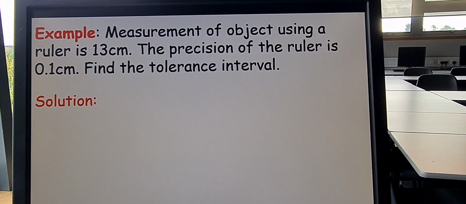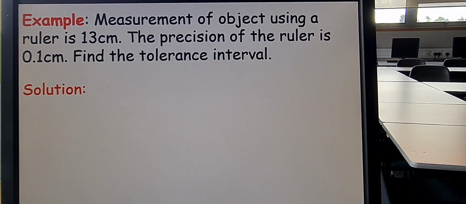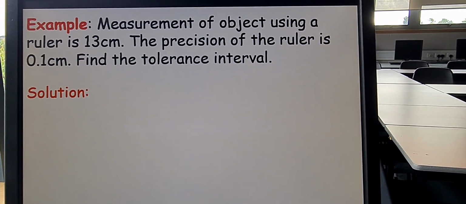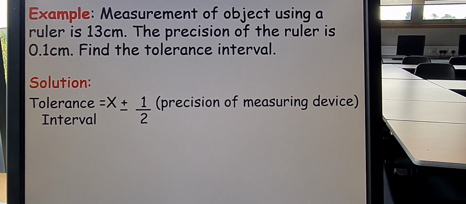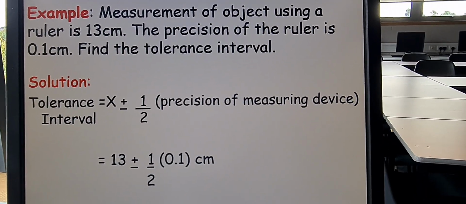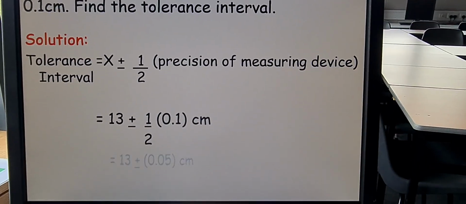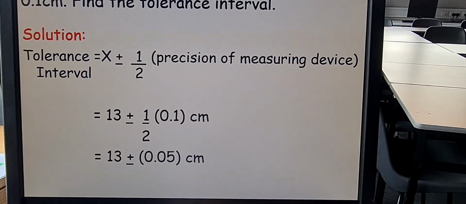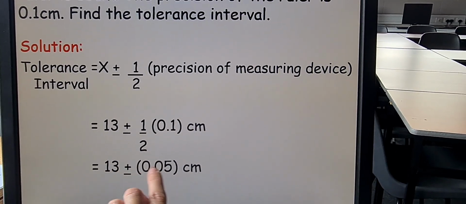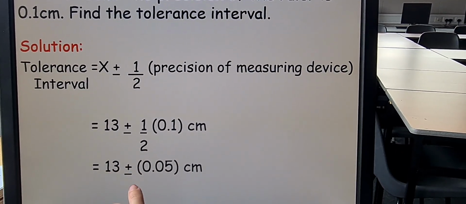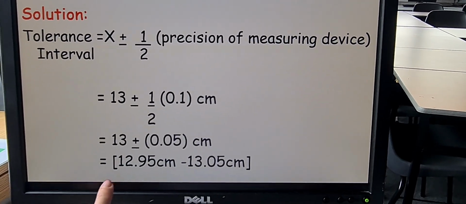Find the tolerance interval. So put down your formula for the tolerance interval, which is X plus or minus a half the precision of the measuring instrument, and sub in. So X is 13, plus or minus a half, 0.1, and we're in centimeters. A half of 0.1 becomes 0.05. It's now going to be 13 plus 0.05 or 13 minus 0.05. And that'll give you your tolerance interval, which I've put in square brackets.